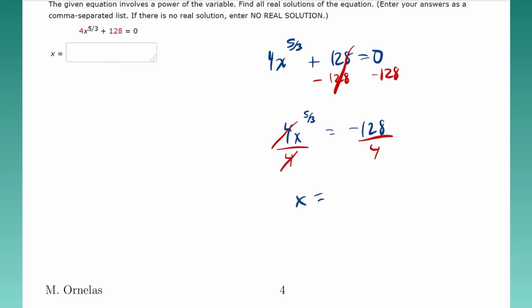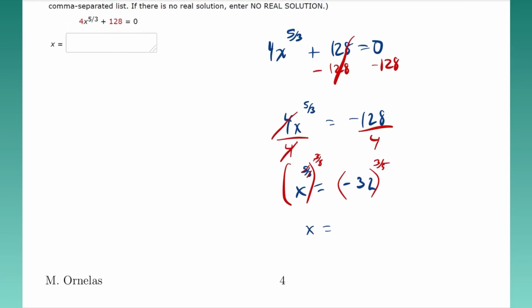All right, and now we've got to raise both sides to the reciprocal exponent. In order to get rid of a 5/3 exponent, you raise both sides to the reciprocal of that exponent, which is 3/5. So the 5's cancel, the 3's cancel, and you get x isolated. This means that you're taking the 5th root of negative 32. The denominator is the index, and the numerator becomes the exponent on the outside.